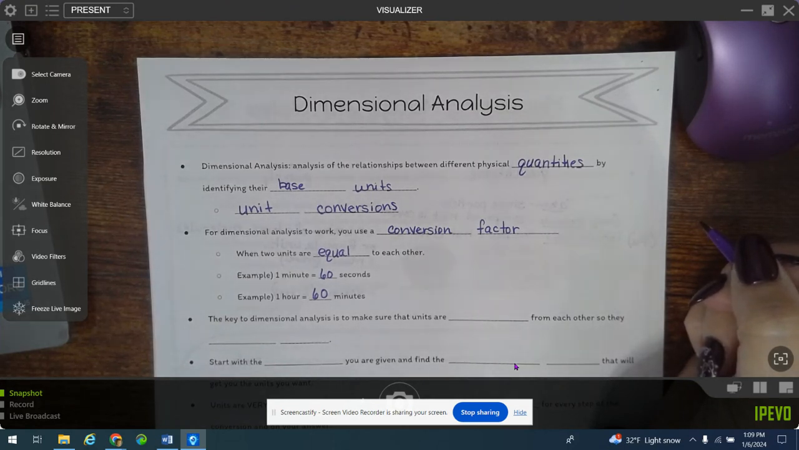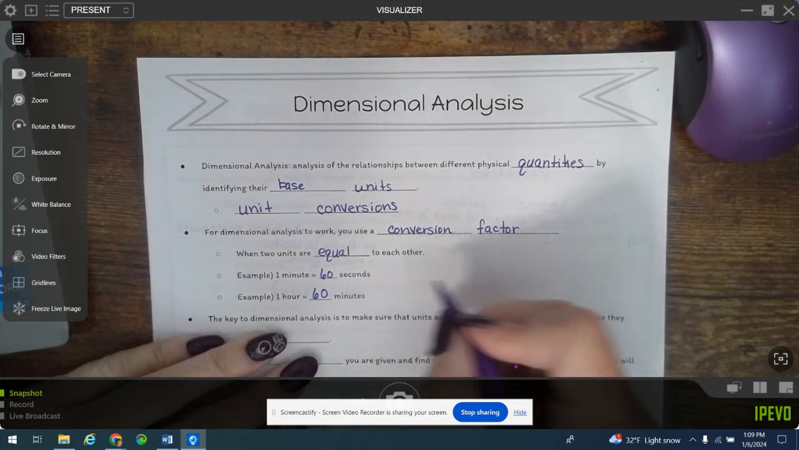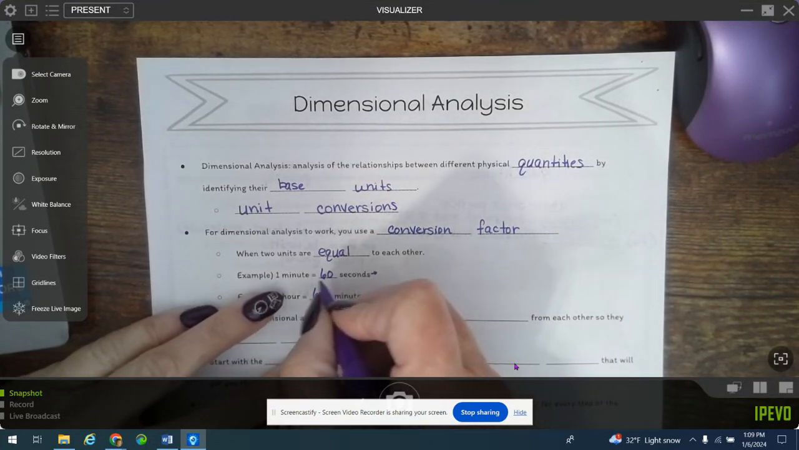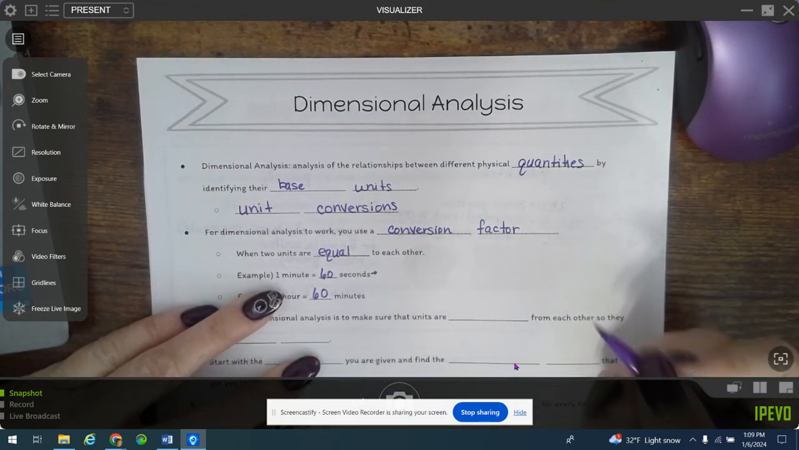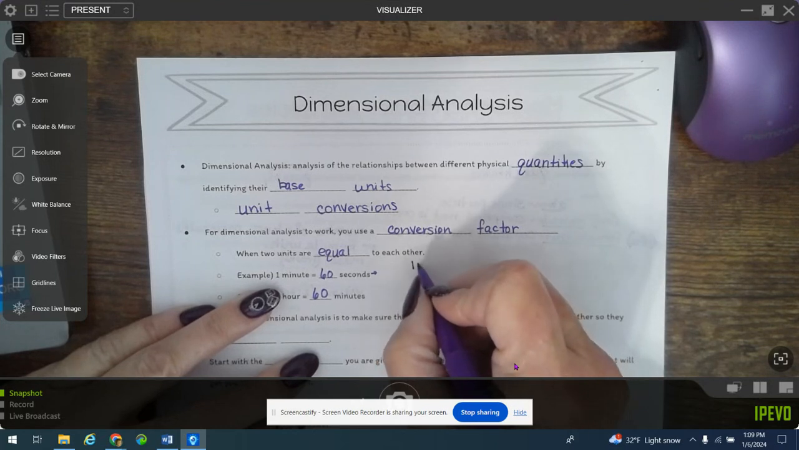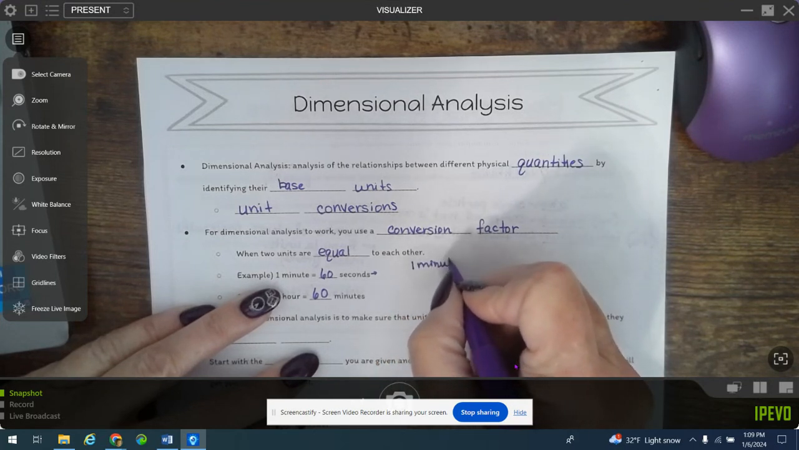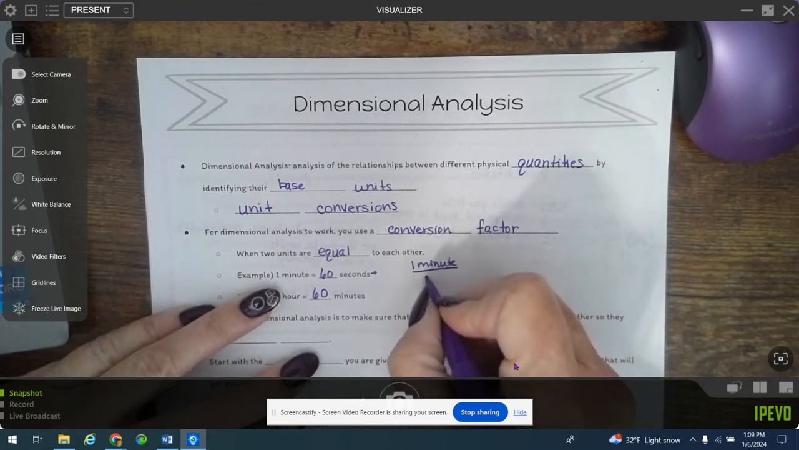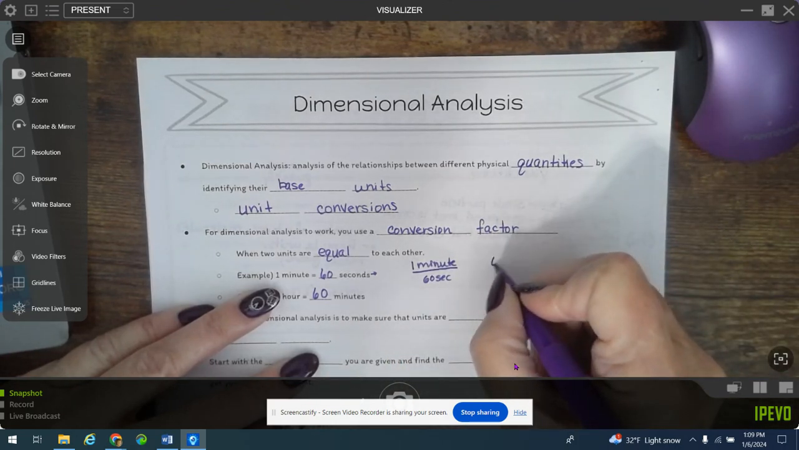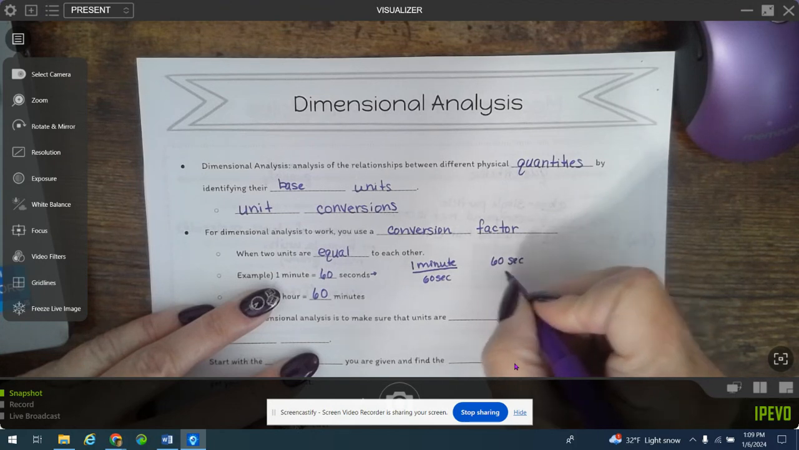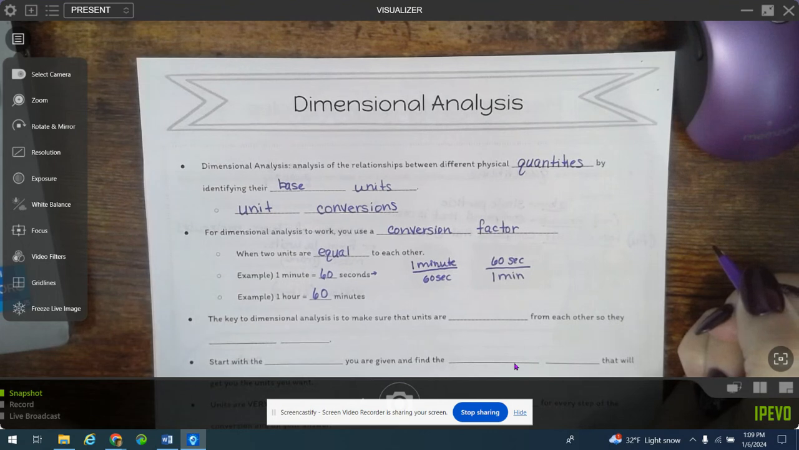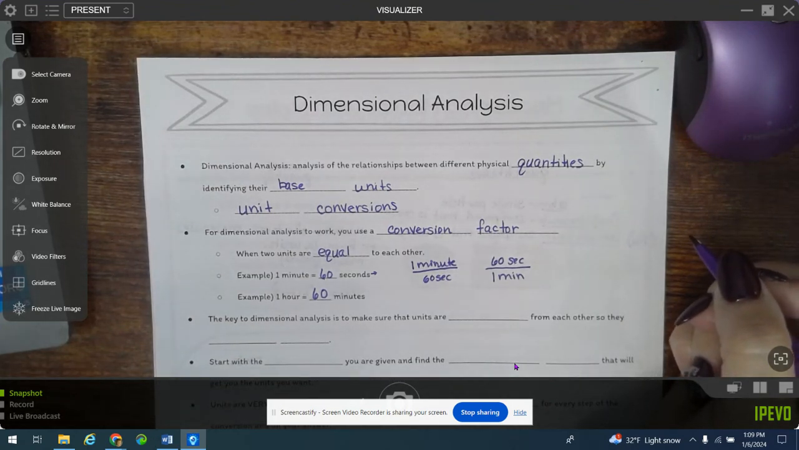Our conversion factors are always going to be in the format of a fraction. So, for example, 1 minute equals 60 seconds. We could have two different ways of using that. We could say the fraction is 1 minute over 60 seconds, or we could say that the fraction is 60 seconds over 1 minute. Now, here's the reason that we do this.